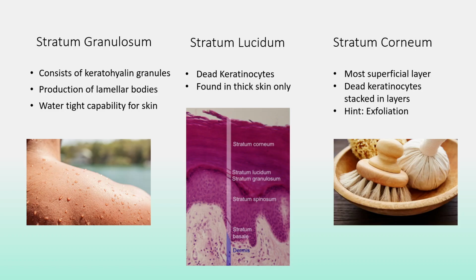Above the granulosum, we have the stratum lucidum. So the stratum lucidum contains dead keratinocytes. So lucid, one way to remember is lucid means bright, and the dead keratinocytes have reached the bright light. Another way to remember is that the previous layer, the granulosum, has worked pretty hard producing the keratin, producing the keratohyalin granules, the lamellar bodies, that by doing so, they worked so hard that they died.